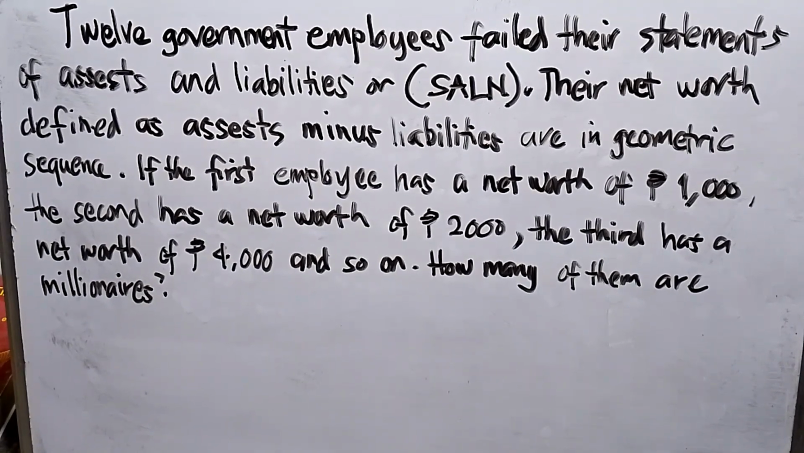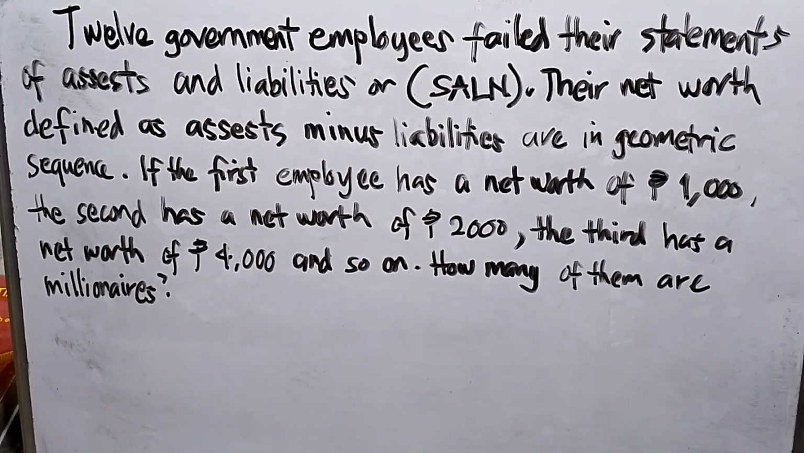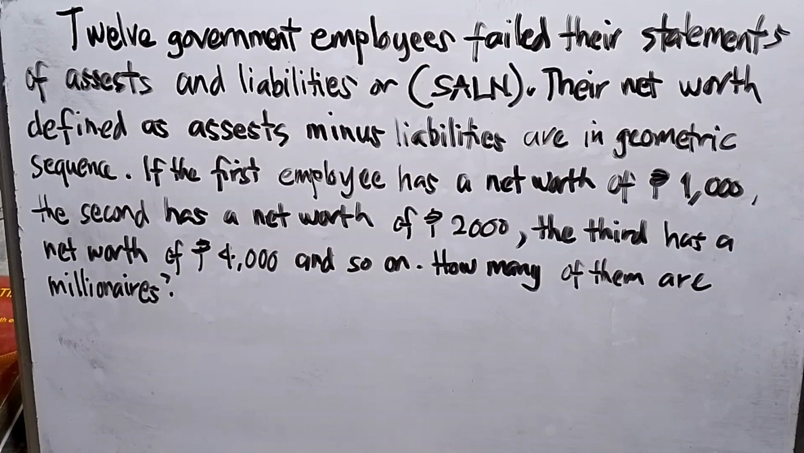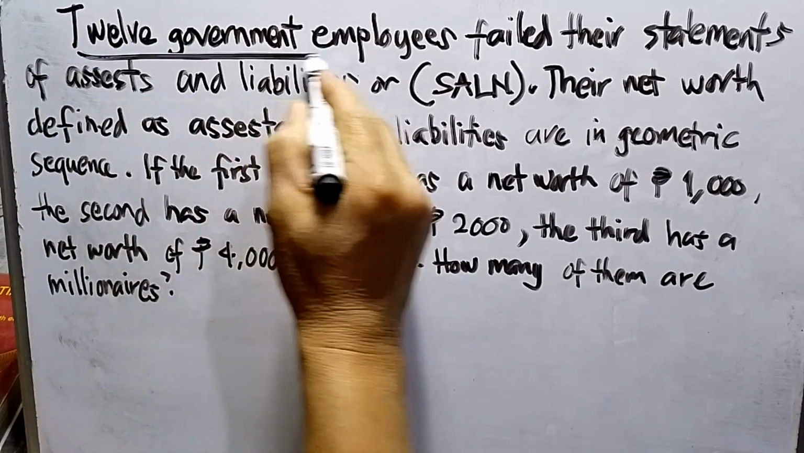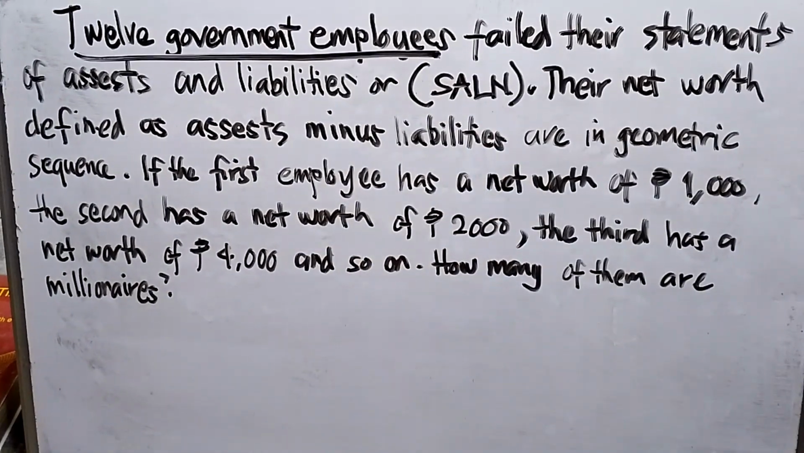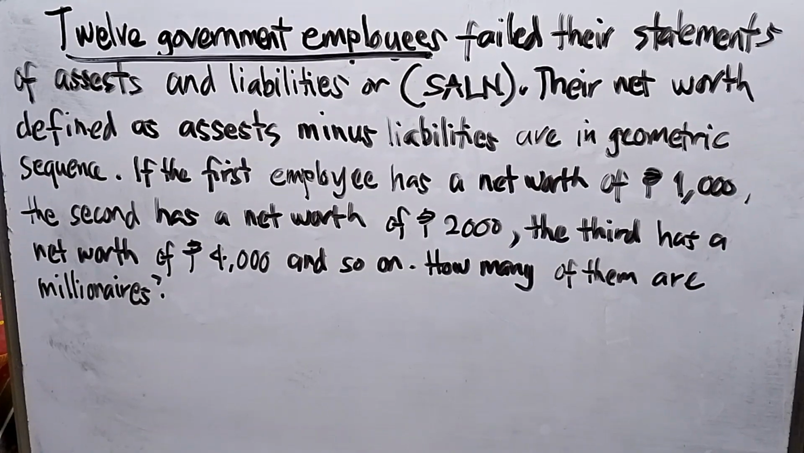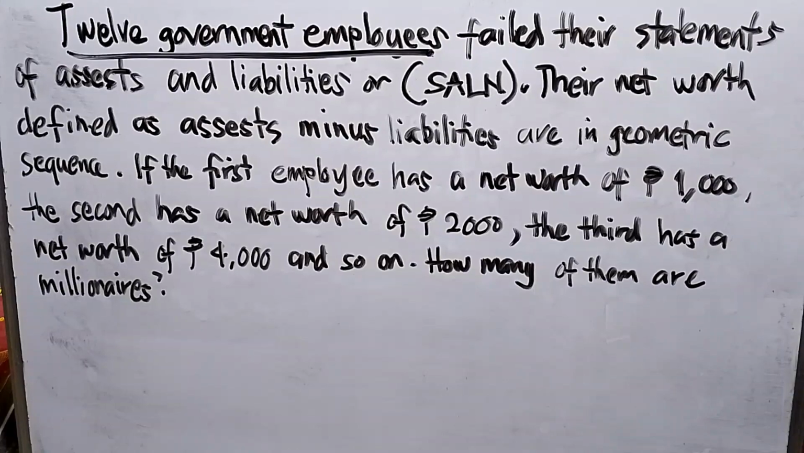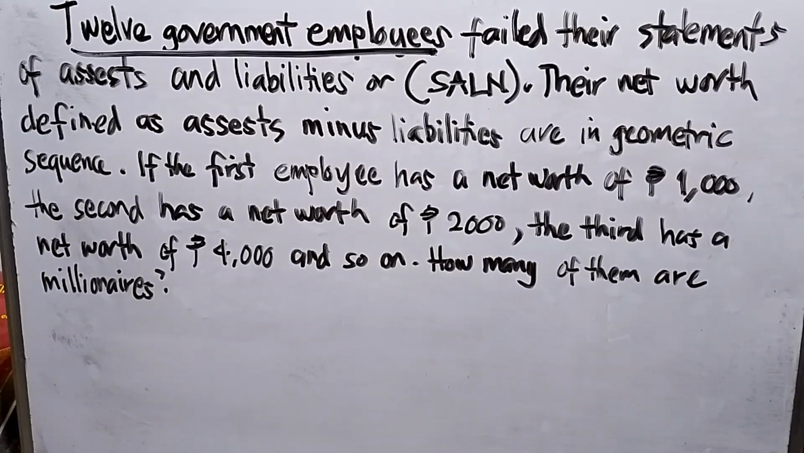Geometric sequence. This maths is intended for grade 10. I have here the application of geometric sequence. The problem: 12 government employees failed their statements of assets and liabilities, or SALN. Their net worth, defined as assets minus liabilities, are in geometric sequence.